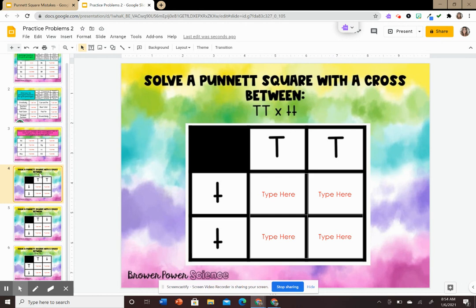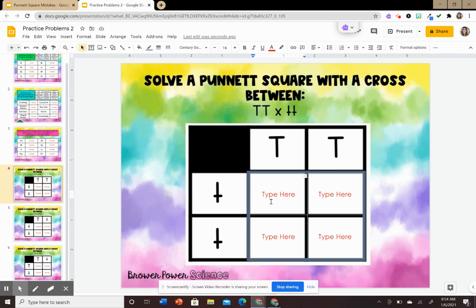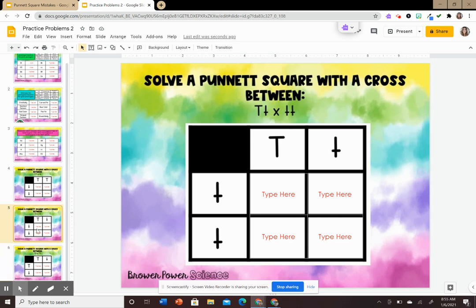And then this, again, is just some more practice problems, right? This has already been filled out for you, the parent genotypes, right? They're on the outside. All you are doing is just bringing down the letters, right? And then bringing those letters across. Okay, it shouldn't be too difficult today.